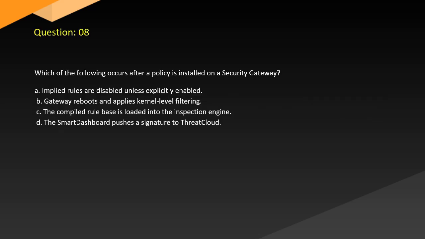Question 8. Which of the following occurs after a policy is installed on a security gateway? A. Implied rules are disabled unless explicitly enabled. B. Gateway reboots and applies kernel-level filtering. C. The compiled rule base is loaded into the inspection engine. D. The SmartDashboard pushes a signature to ThreatCloud.